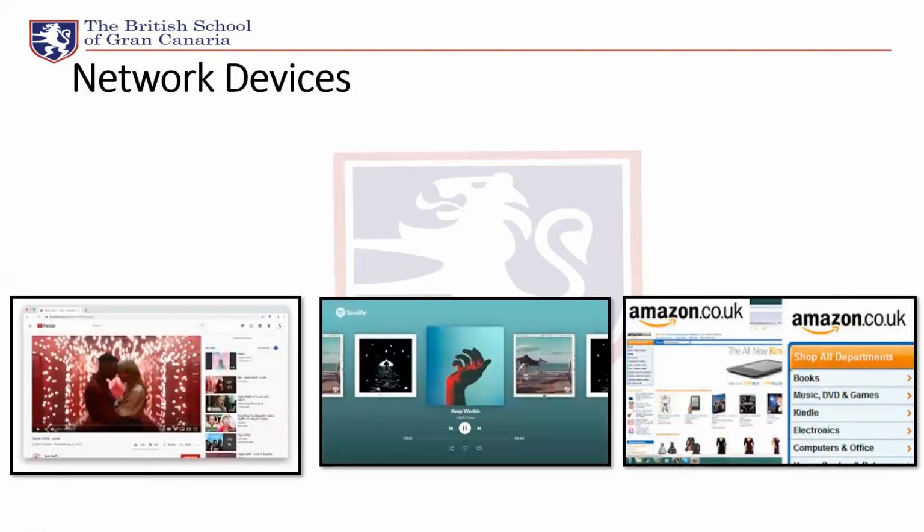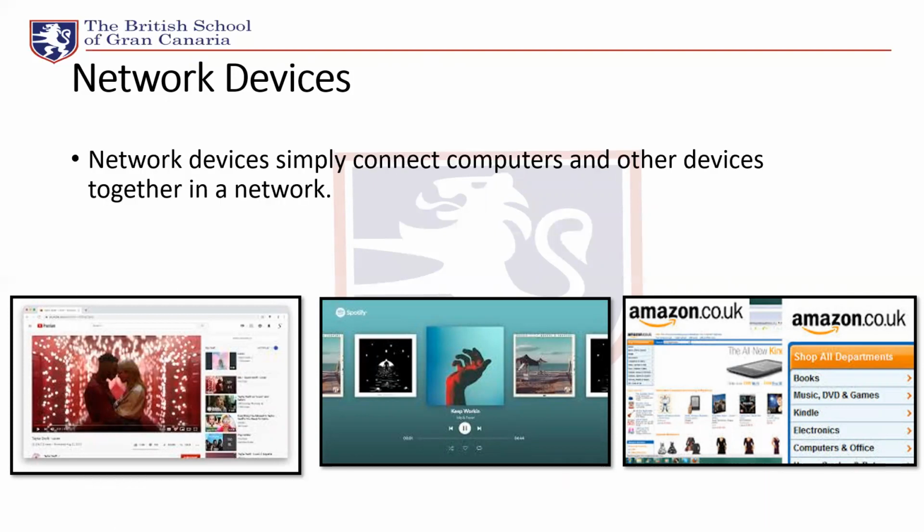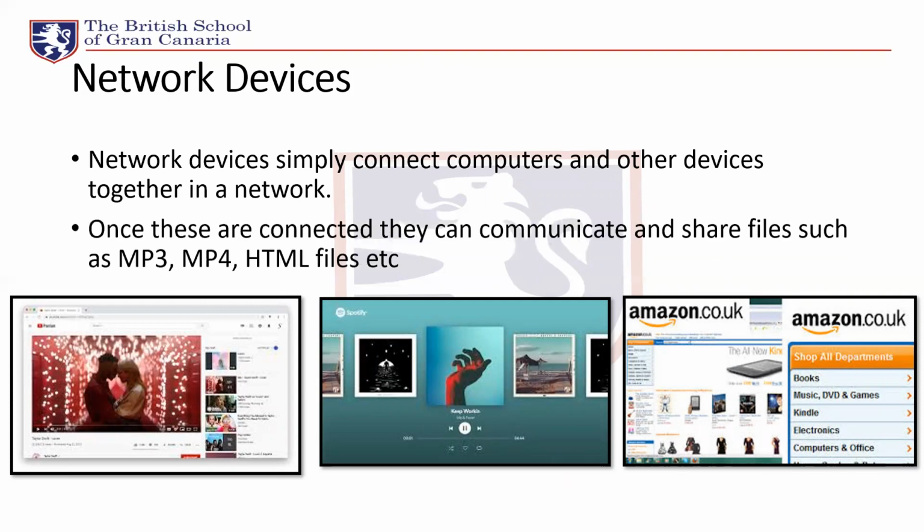Okay, so a brief look at network devices, but we're going to go more in detail in the next lesson. The network devices simply connect computers and other devices together in one network. Once these are connected, they can communicate and share files. Now, there are always different file types. You've got MP3, MP4, HTML files. Everything you see on a computer is no more than a file.